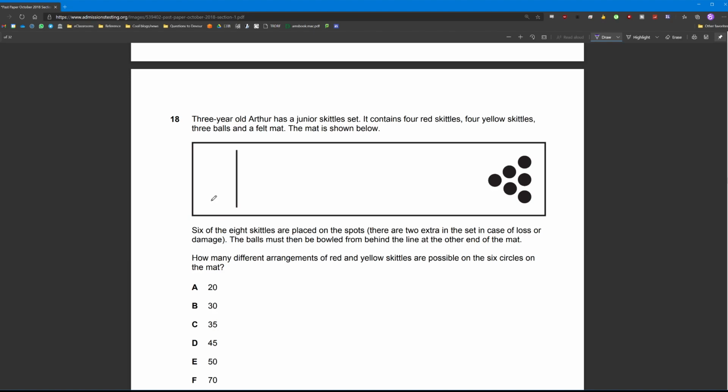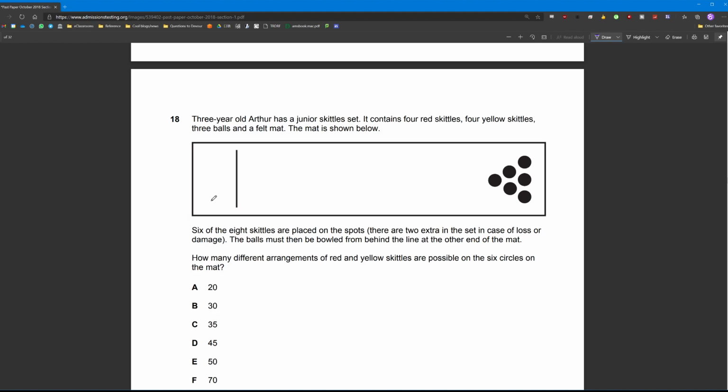Three-year-old Arthur has a junior Skittles set and contains 4 red Skittles, 4 yellow Skittles, 3 balls, and a felt mat. 6 of the 8 Skittles are placed on the spots. There are 2 extra in the case of loss or damage. The balls must then be bowled from behind the line at the other end of the mat. How many different arrangements of red and yellow Skittles are possible on the 6 circles on the mat?